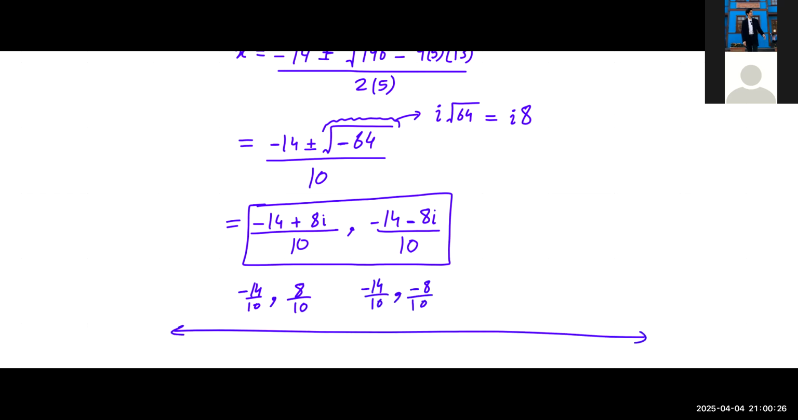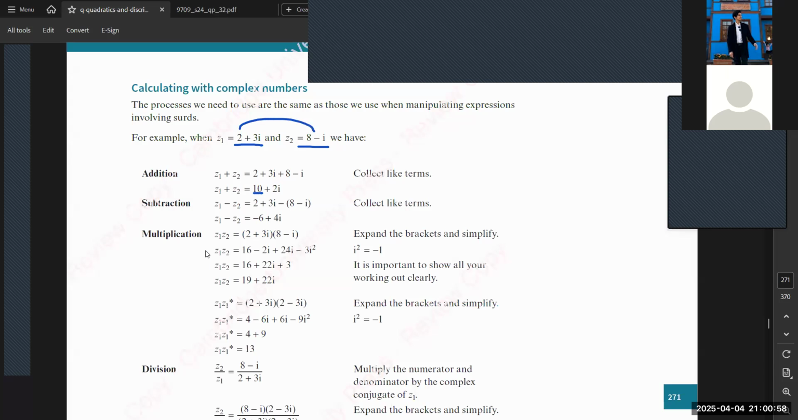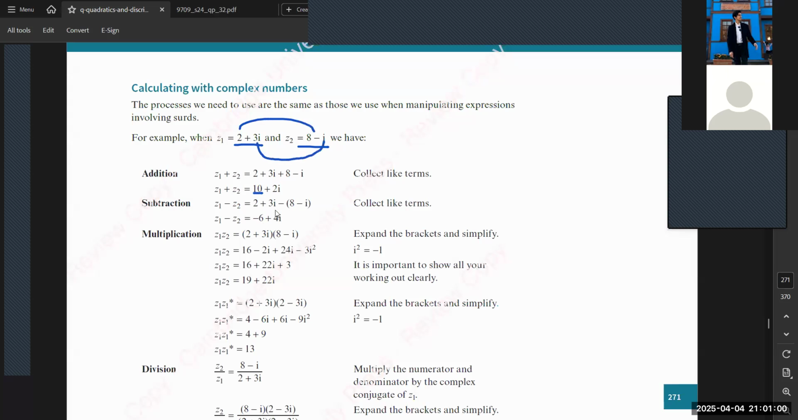Now, thankfully, adding, subtracting, multiplying, dividing, everything about complex numbers is the same as basic algebra. Everything works the same way. Let me just show you what I mean. Maybe I can show you on the book. As you can see right there, if you want to add these two complex numbers, just add their real parts together and add their imaginary parts together, which gives you plus 2i, because 3i minus i is going to be plus 2i.